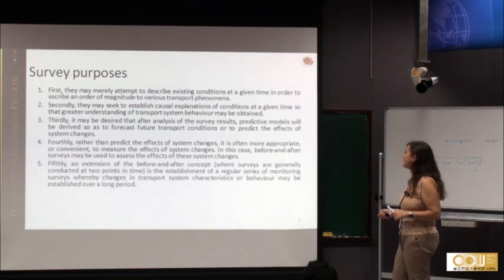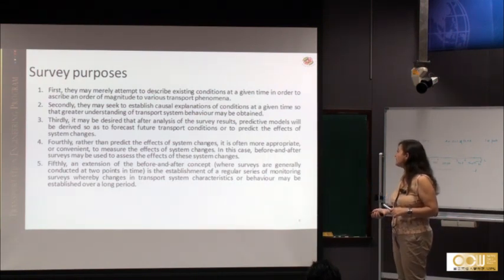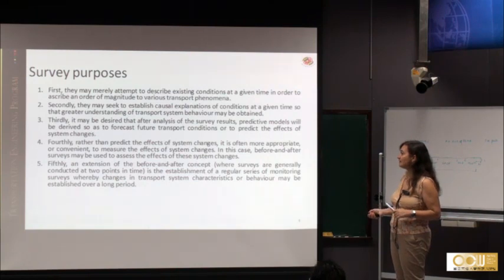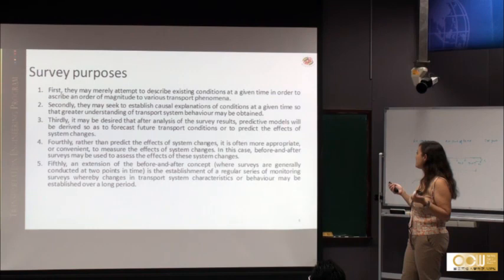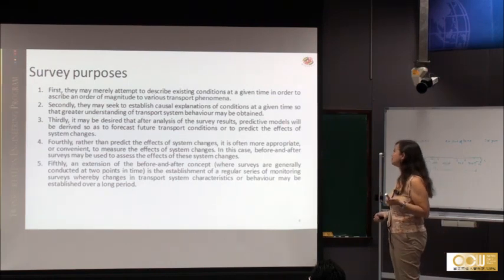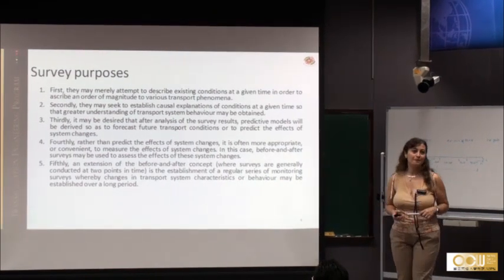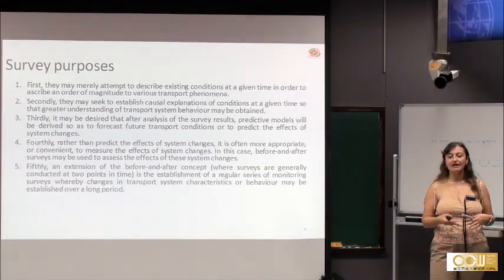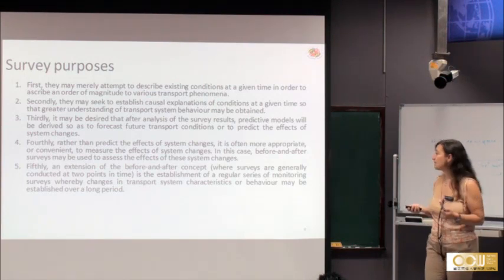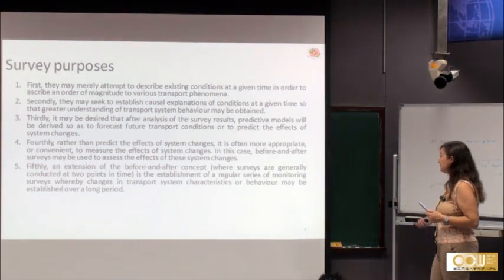Even better, you can establish a regular series of monitoring surveys that monitors the changes in transportation system characteristics or behavior. I would say that the National Household Travel Survey, which is the topic of the day, is a regular series of monitoring travel behavior. It really tries to monitor on a regular basis, like every 5, 7, 8 years, sometimes 10 years, what's happening in travel behavior.